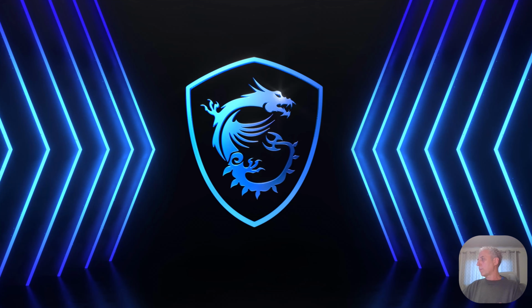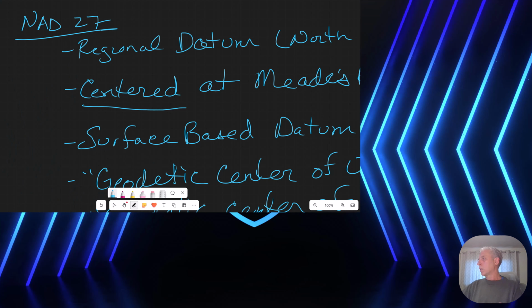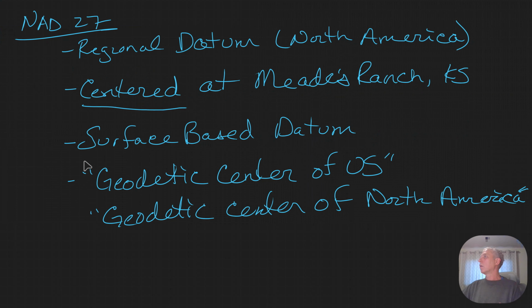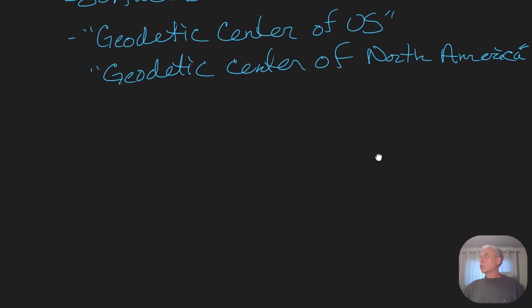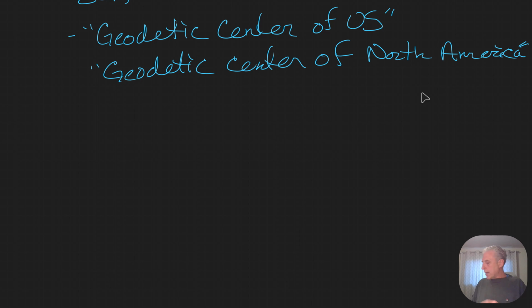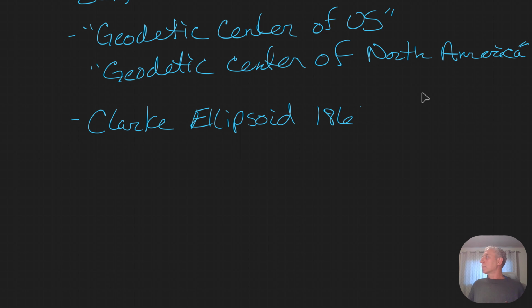Get my whiteboard back. There we go. Some more points about NAD 27. That's what we're talking about, is NAD 27. It uses the Clarke ellipsoid of 1866. And we've been exposed to that. We've worked with that a little bit.